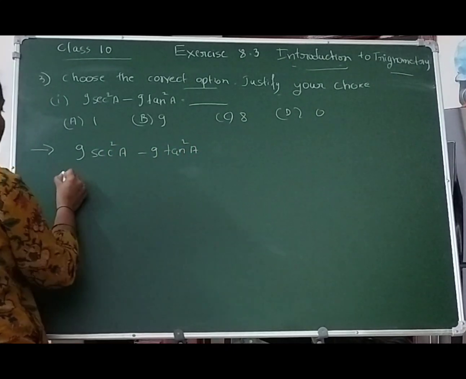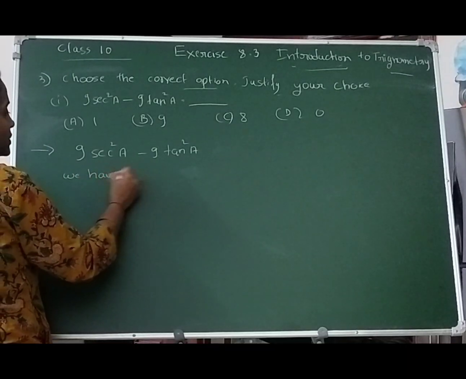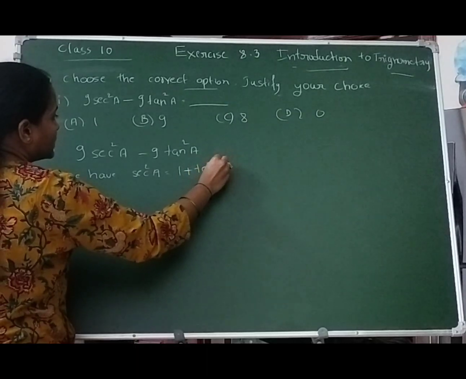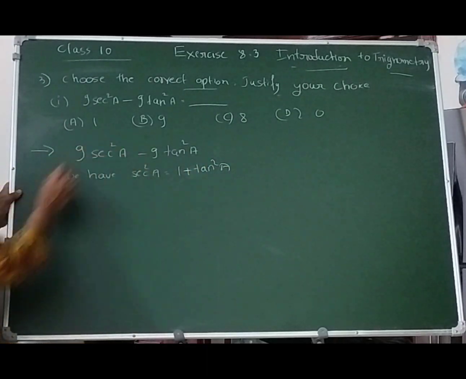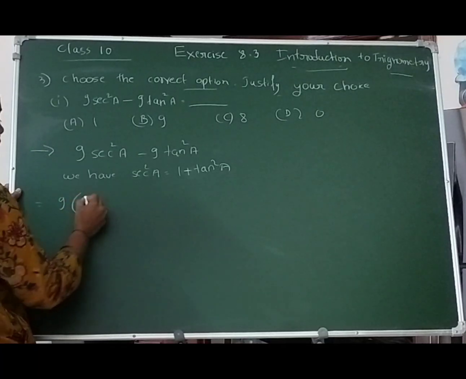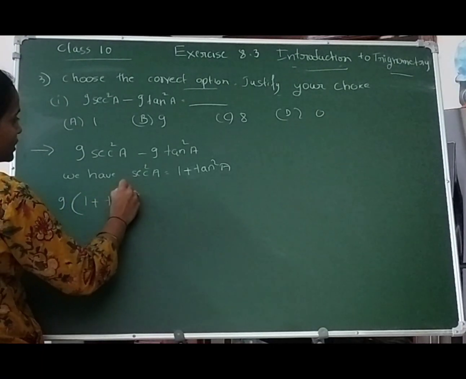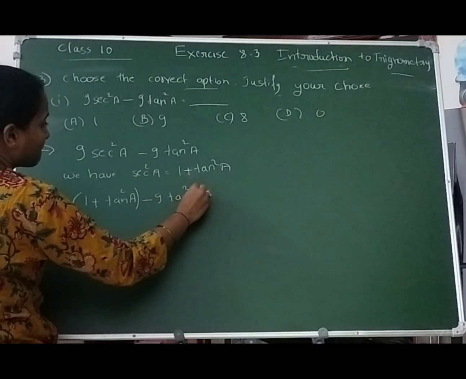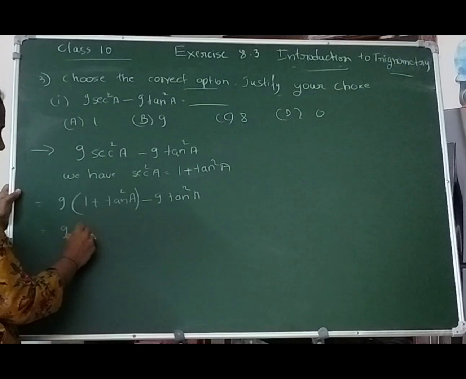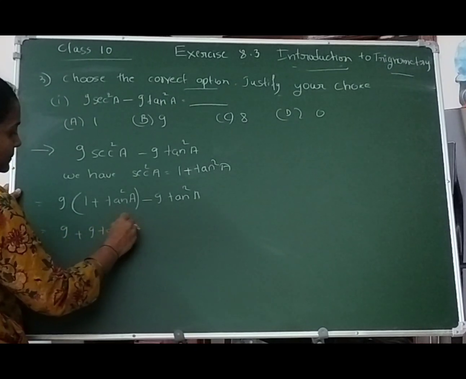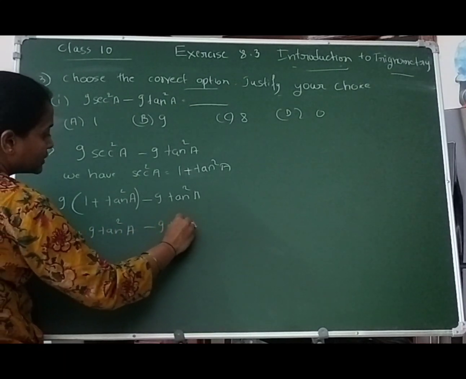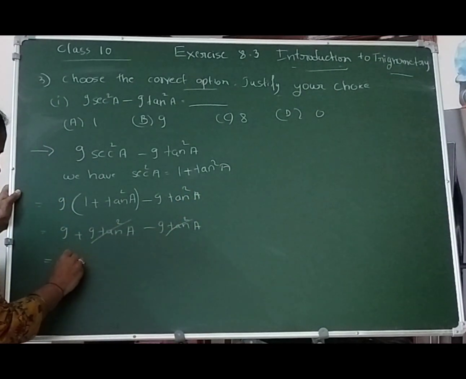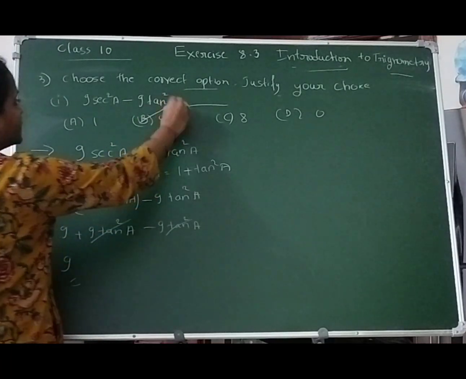We have the relation for secant square A and tan square A. That is, secant square A is equal to 1 plus tan square A. We'll substitute here: 9 into 1 plus tan square A minus 9 tan square A. When you open the bracket, we get 9 plus 9 tan square A minus 9 tan square A. So plus 9 tan square A and minus 9 tan square A get cancelled and we get the answer as 9. That is, option B is correct for this.